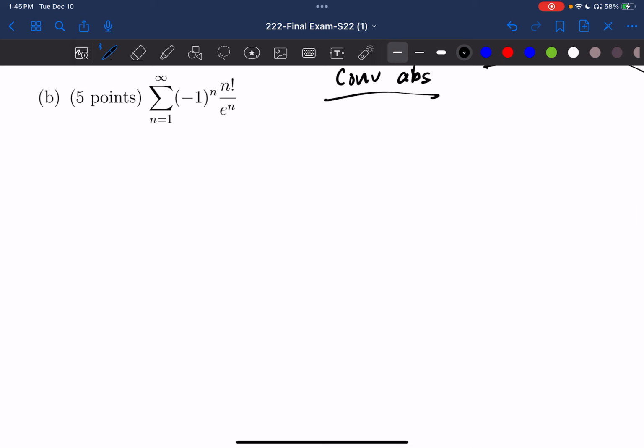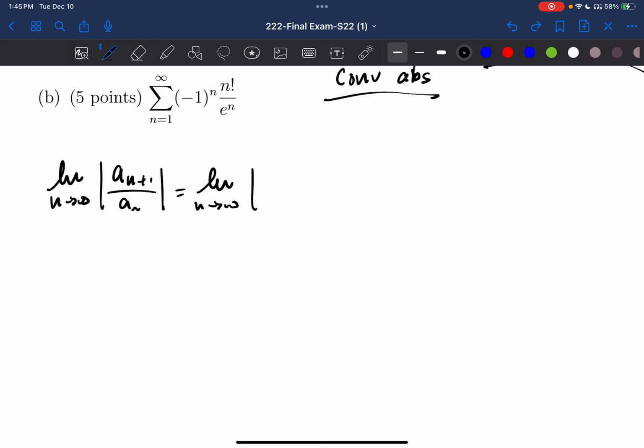Okay, looking at something like this, we can think of ratio test or root test, but in this case, we'll use the ratio test. So applying ratio test, we're gonna have the limit as n goes to infinity of the absolute value of a of n plus 1 over a of n.